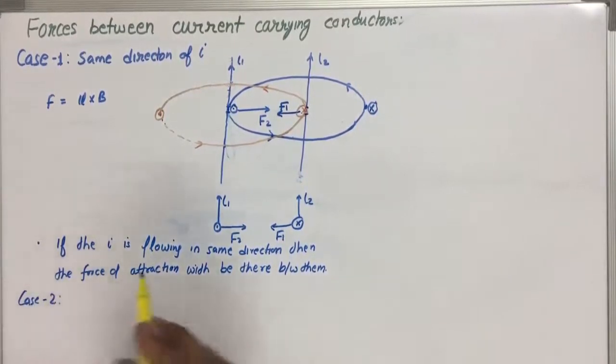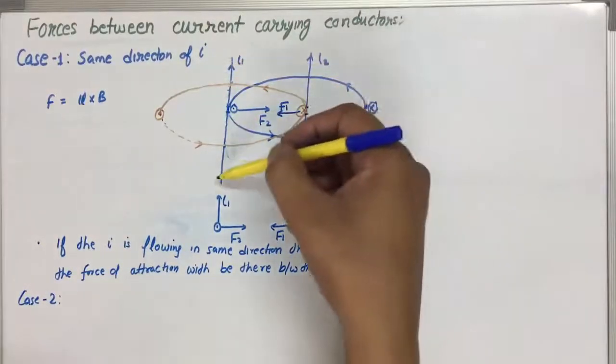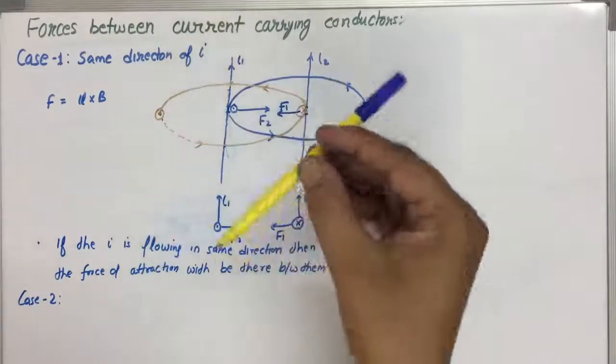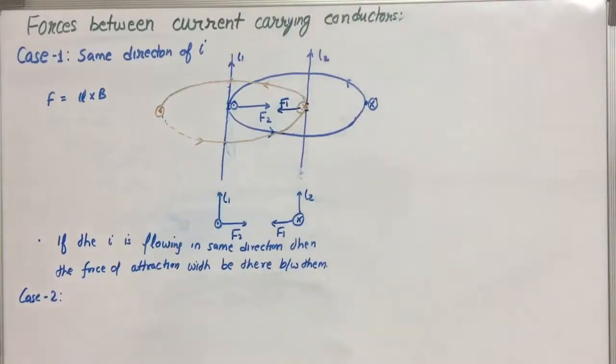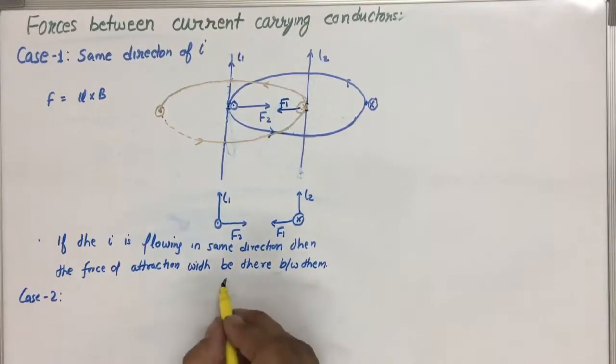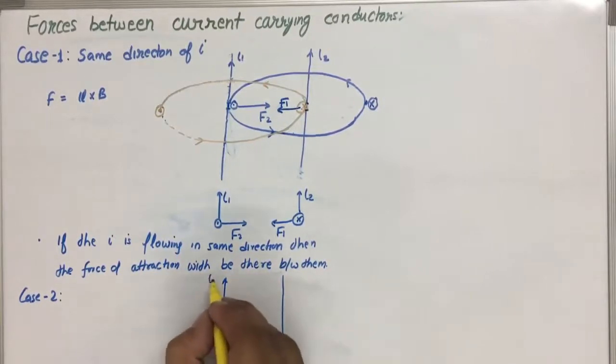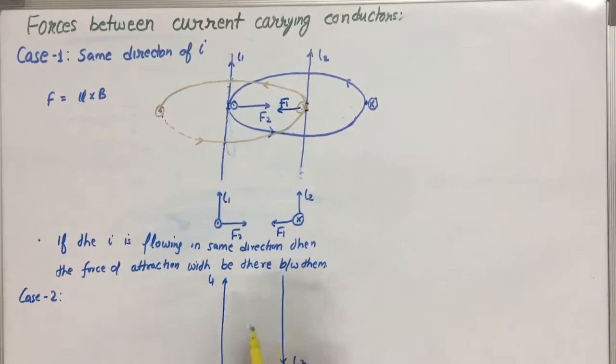In case 2, we will just take the opposite direction. One current is flowing up in this direction, and in the other the current is flowing in this direction. Now for case 2, consider the conductors carrying current in opposite directions. So it is current I1, it is current I2. Due to this current, the field will be there, and if this current element, that is flowing charge, comes in that field, then it will experience a force.